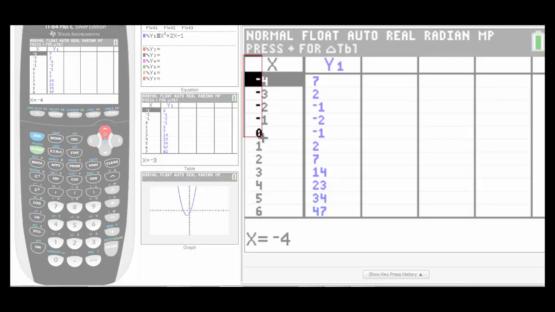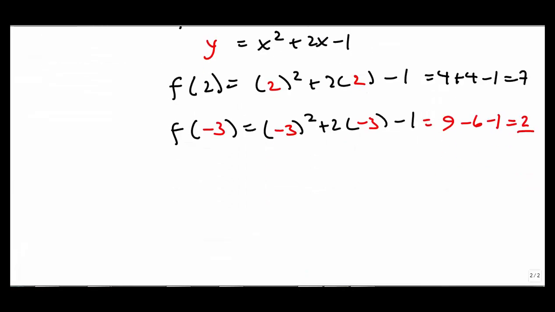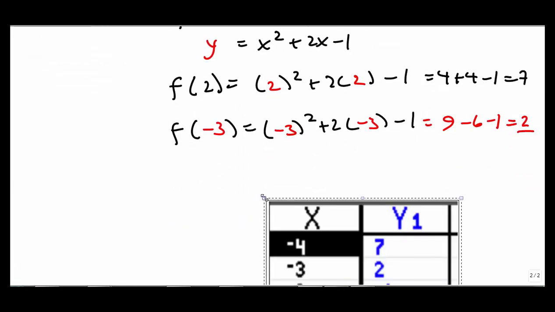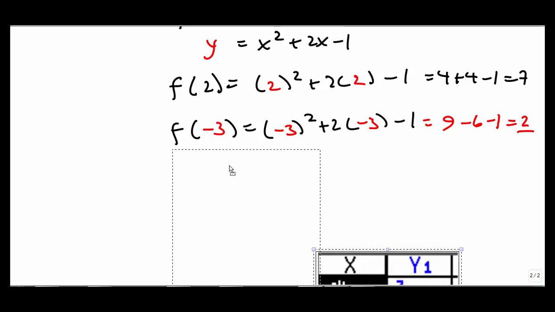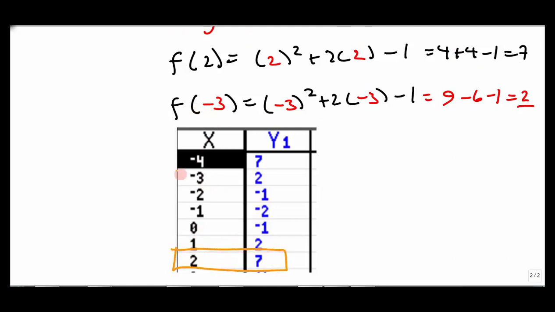So let's go ahead and pop those in. And again, this comes from graphing and then looking at that table. So I can evaluate and just double check my work using the graphing on your calculator as well. So for 2, up here I have a 7, and you can see for 2 I have a 7 down here as well, and for negative 3 I have a 2, and I can see I have that here as well. So this is a nice way to check your work.